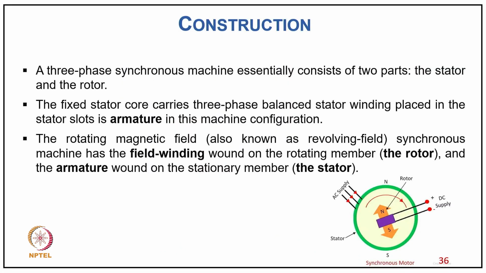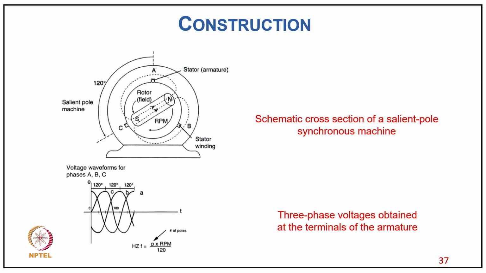So now coming to the typical construction of this synchronous machine, a 3-phase synchronous machine essentially consists of 2 parts, the stator and rotor. The fixed stator core carries the 3-phase balanced stator winding placed in the stator slots, that is the armature, in this machine configuration, and the rotating field, also known as the revolving field. The synchronous machine has the field winding on the rotating member, the rotor, and the armature wound on the stationary member, the stator, as you can see in the typical diagram.